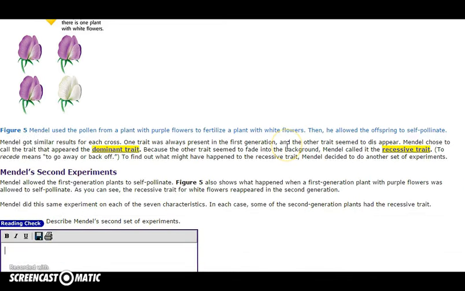how inheritance would work and how passing on traits would work. He also discovered the concept of dominant trait and recessive trait. Dominant, as I said, is if there's an even amount of each trait, the dominant trait will manifest. The recessive trait will not manifest. From this discovery, human beings became a lot better at selectively breeding things, and many of the foods that we eat and the pets that we have are a result of this process.